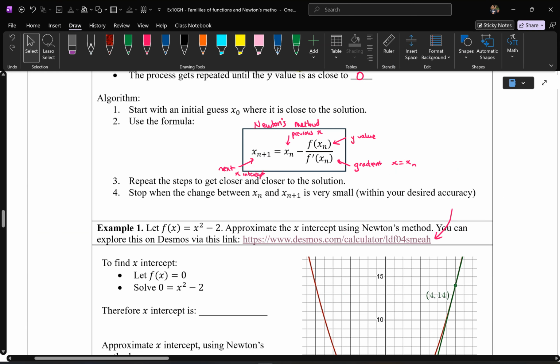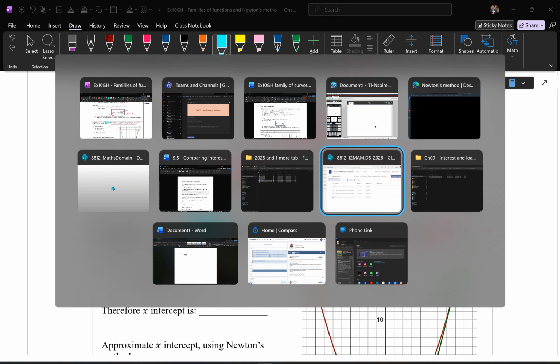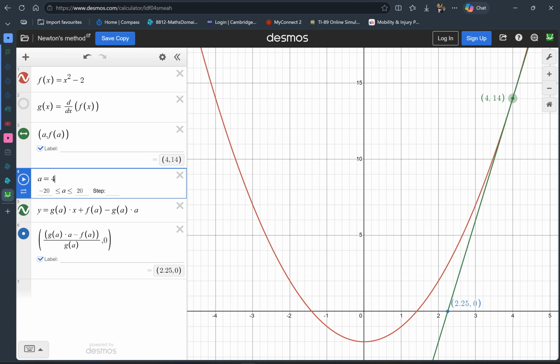So I used that same formula in Desmos to create what you're going to see next. This is what it looks like. I chose an example: let's do x squared minus 2. Okay, that's my graph. Where's my Desmos graph? Newton's method. Here we go. So I use the same formula. I wrote f of x equals x squared minus 2. There you go, you get your red curve.